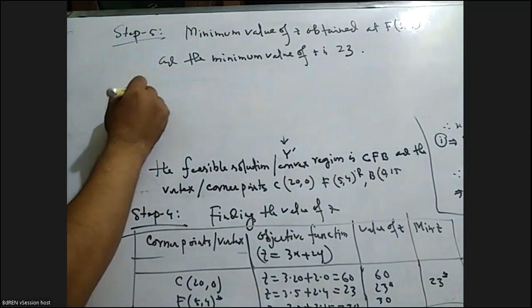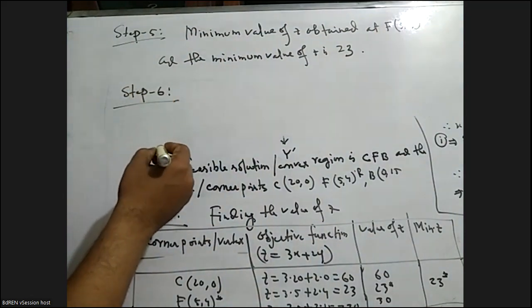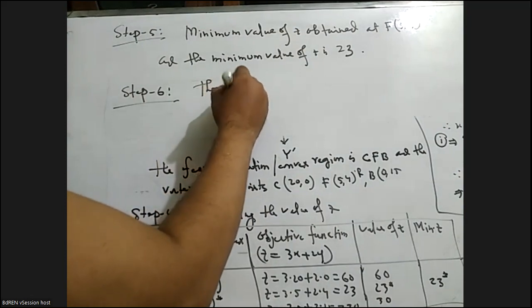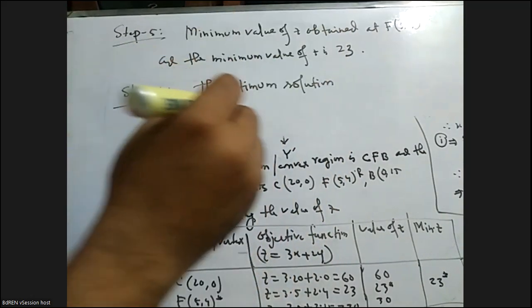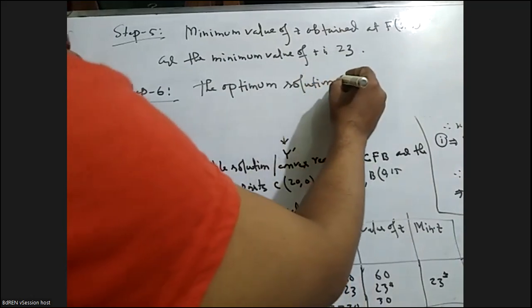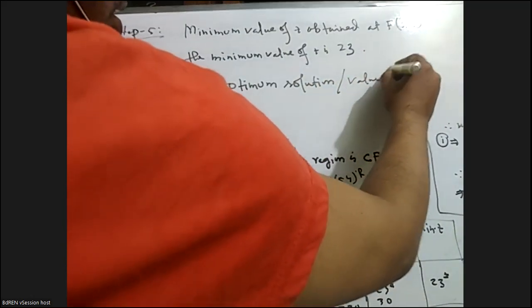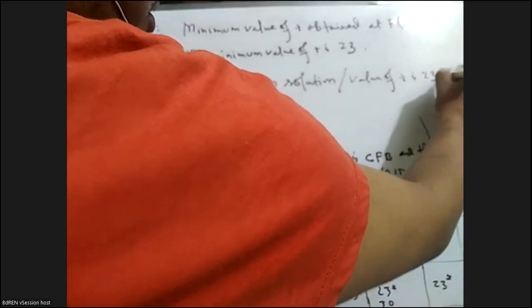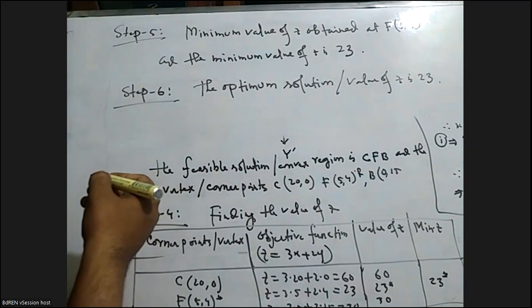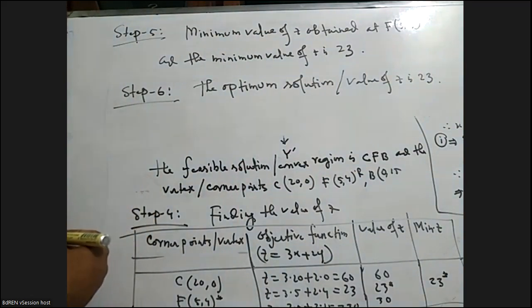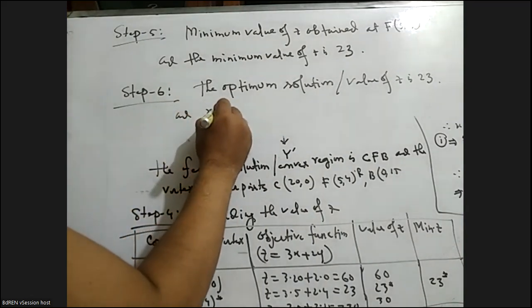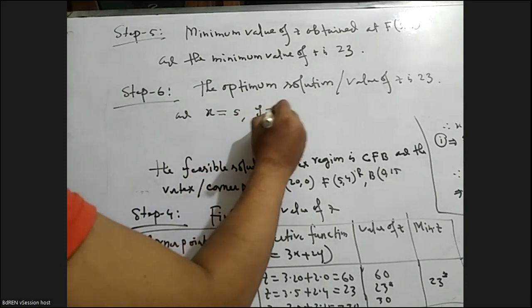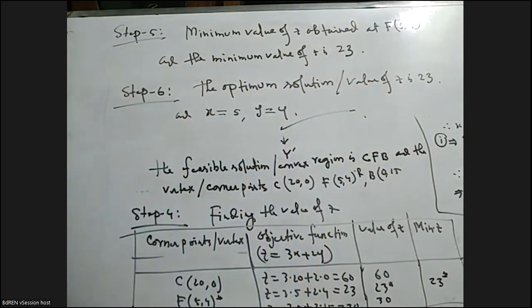So step 6, the optimum solution. The optimum value is 23. The value of z is 23 and the solution is x equals 5, y equals 4. This is the complete result.